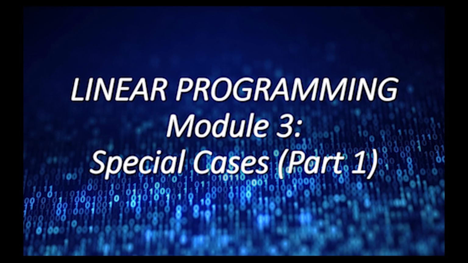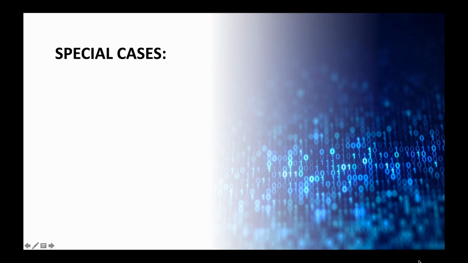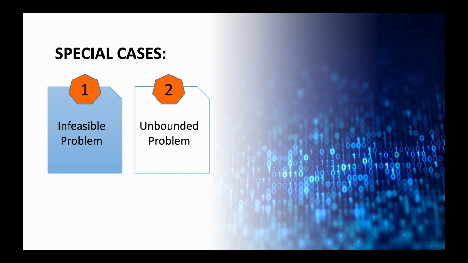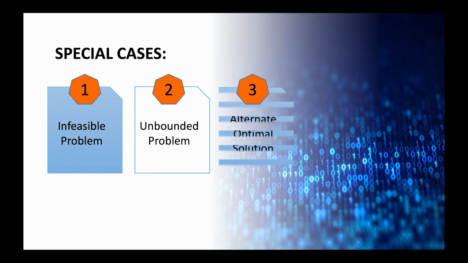So the first part will touch on special cases. There are 4 special cases in linear programming. Number 1 is infeasible problem. The second special case is unbounded problem. Number 3 is an alternate optimal solution. And number 4 is degeneracy.